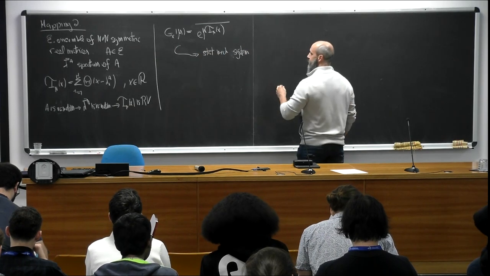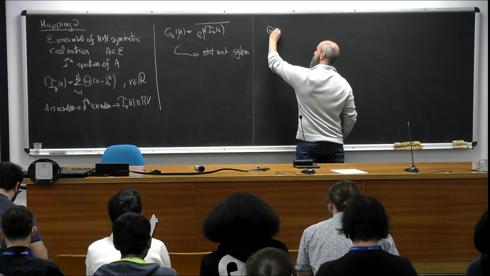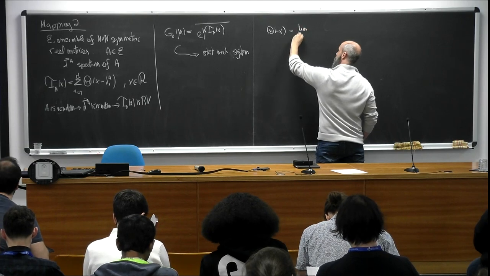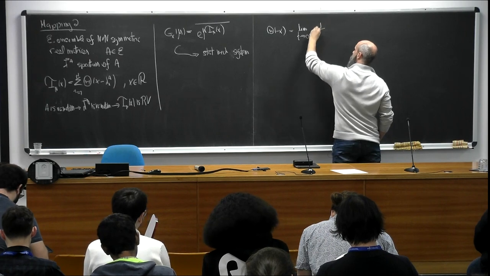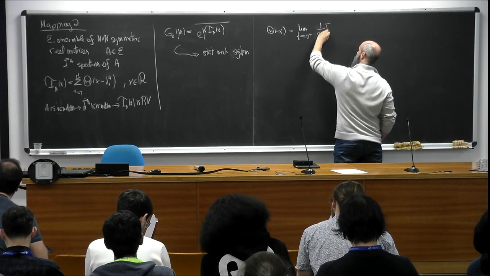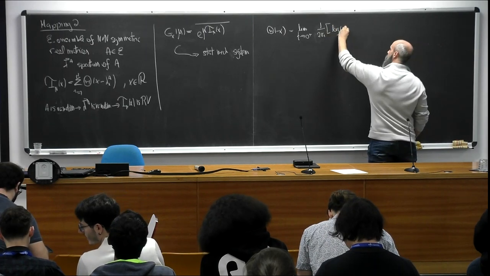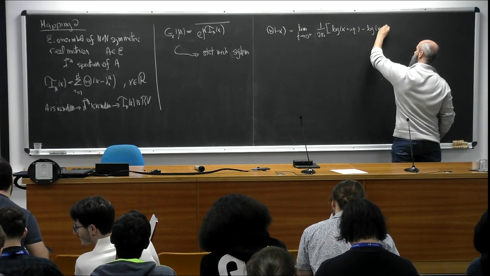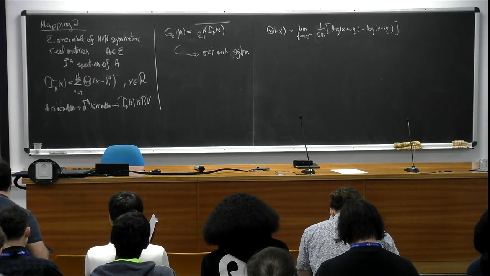So the identity we have to use is the following one, that the Heaviside function theta of minus x can be written as the limit eta going to 0 plus of 1 divided by 2 pi i of the logarithm of x plus i eta minus the logarithm of x minus i eta. Okay? If I make a mistake, you tell me, okay? Please. Very good.